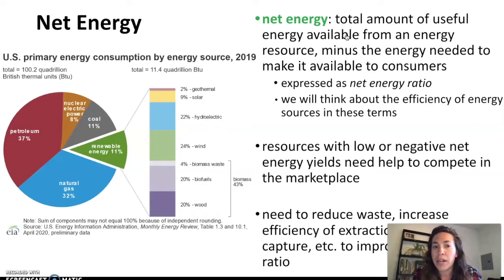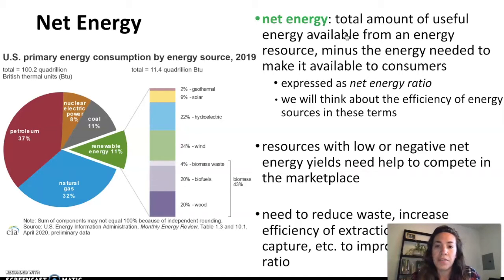And so we express our understanding of a particular resource's net energy as the net energy ratio, and we're going to think about the efficiency of these resources in these terms as we go through and learn about each of them. We'll say, yeah, this has a really high net energy ratio, or this has a really low net energy ratio. Resources with low or negative net energy yields kind of need help to compete in the marketplace, but they are out there.